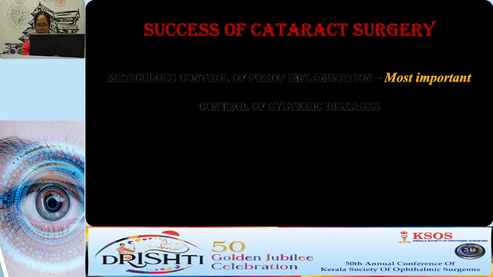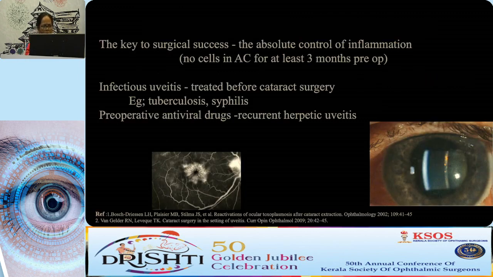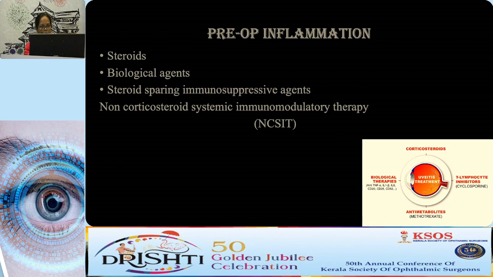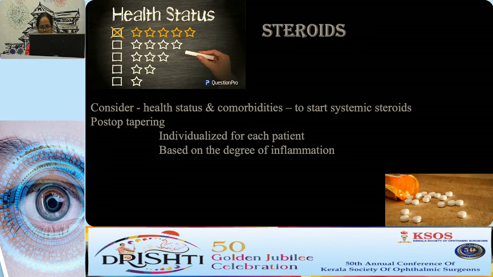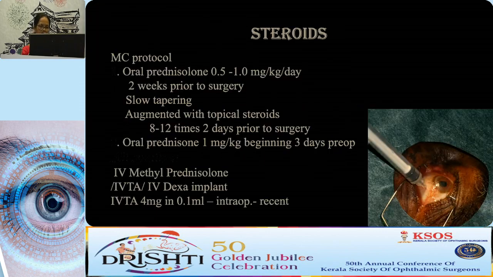The success of cataract surgery depends on meticulous control of inflammation preoperatively and control of systemic disease. Infectious uveitis like tuberculosis, syphilis, etc. should be treated preoperatively, and antiviral drugs should be given in herpetic uveitis. Preoperative inflammation can be controlled by steroids, biological agents, and steroid sparing immunosuppressive agents. The steroids should be started considering the patient's health status and comorbidities. Postoperative tapering should be based on the individualized response of the patient and the degree of inflammation.